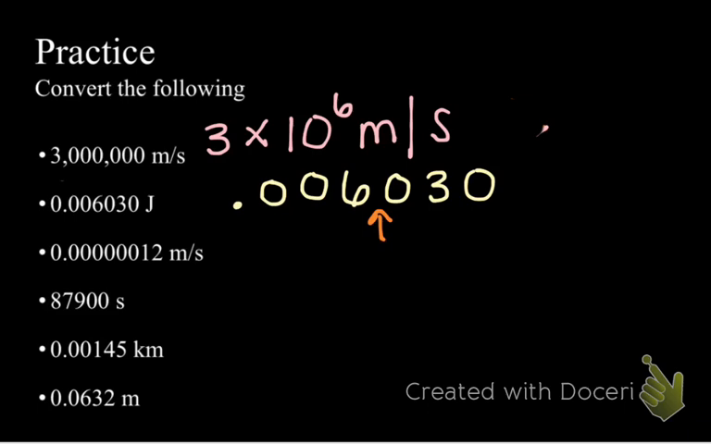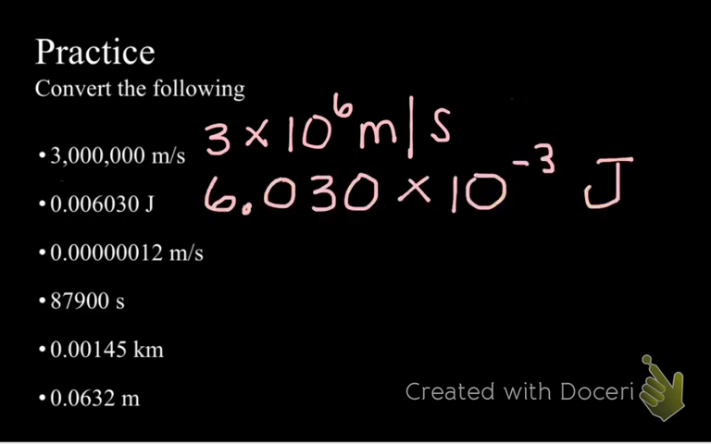Additionally, this number has 4 significant figures. The leading zeros are not significant, but the 6, the 0, the 3, and the 0 at the end are all significant. So I'm going to write this in scientific notation, but the coefficient must have 4 significant figures. So we're going to move our decimal 1, 2, 3. I moved my decimal 3 places to the right, and that would mean that my exponent is -3. So this number would be 6.030 times 10 to the -3 joules.